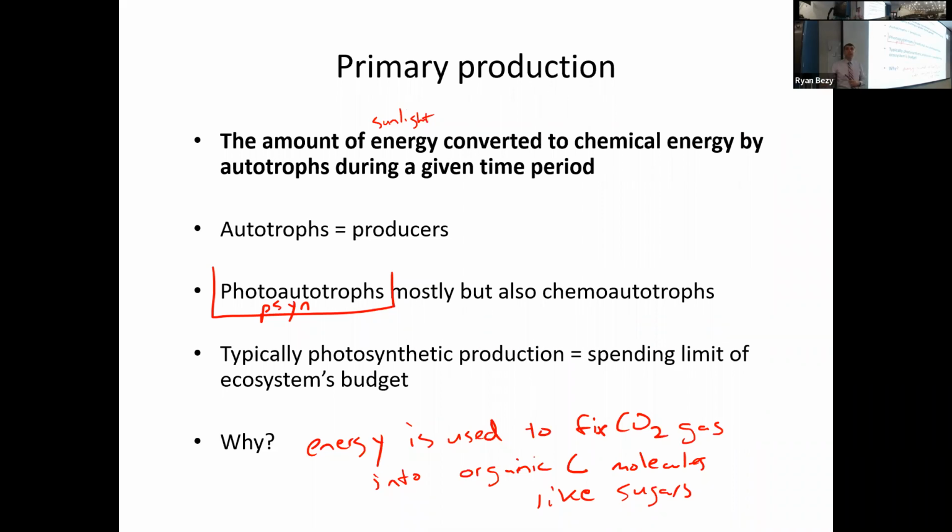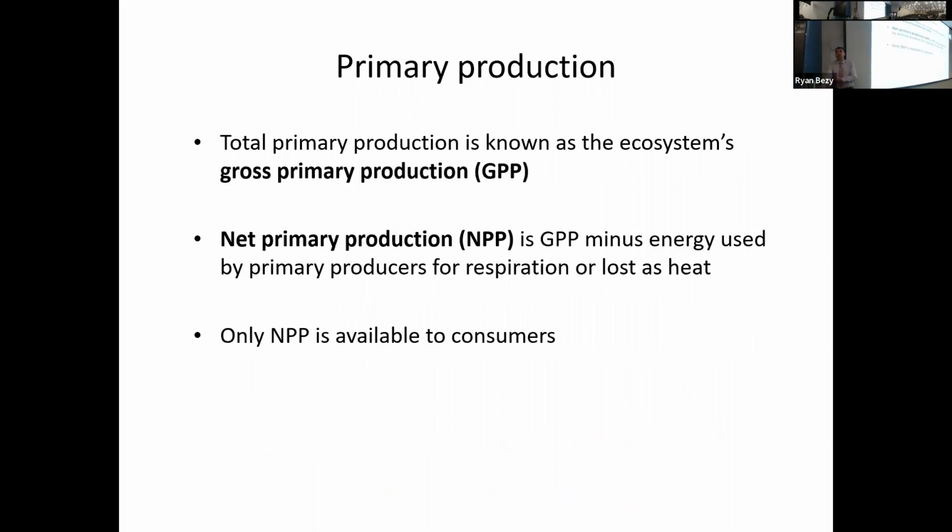Questions about that? How much of that gets fixed or converted? That's the production step. How much energy is harvested and converted into chemical energy? That's the production step. And that's the only form of energy that makes it into the biological ecosystem. The total primary production is known as the ecosystem's gross primary production. So we're going to use a few business terms here.